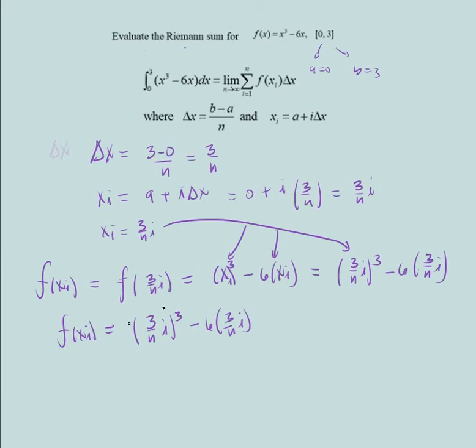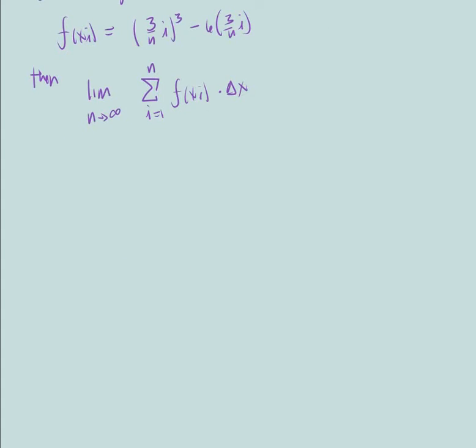Now, let's substitute this into the function and see how it looks. By definition, the limit as n goes to infinity of the summation of f of xi delta x is equal, in our case, to the summation of x cubed, which now is 3i divided by n cubed, minus 6x, which now is 3i divided by n. Now, here we have two different summations. We can separate this a little bit. Oh, I forgot times delta x, which is 3 divided by n. Now we're going to do the other part in a second.